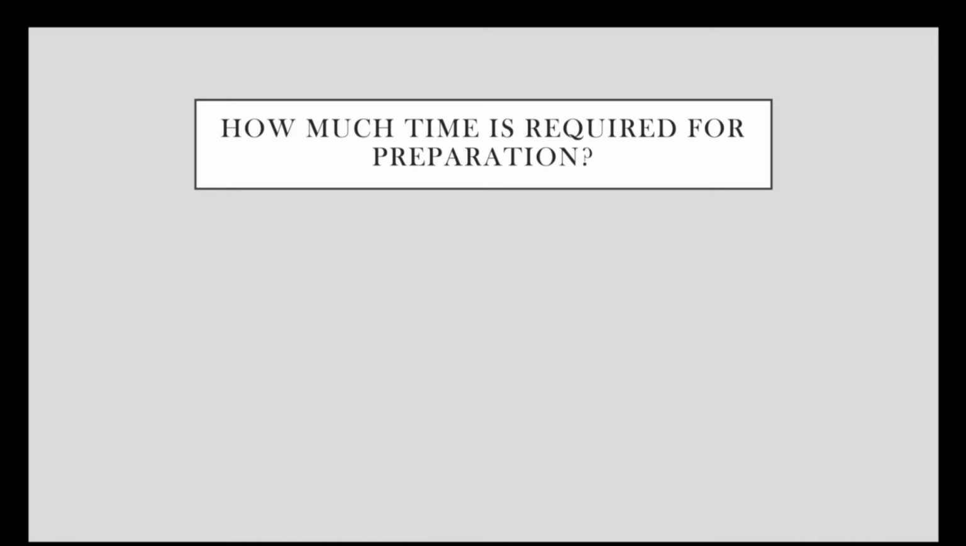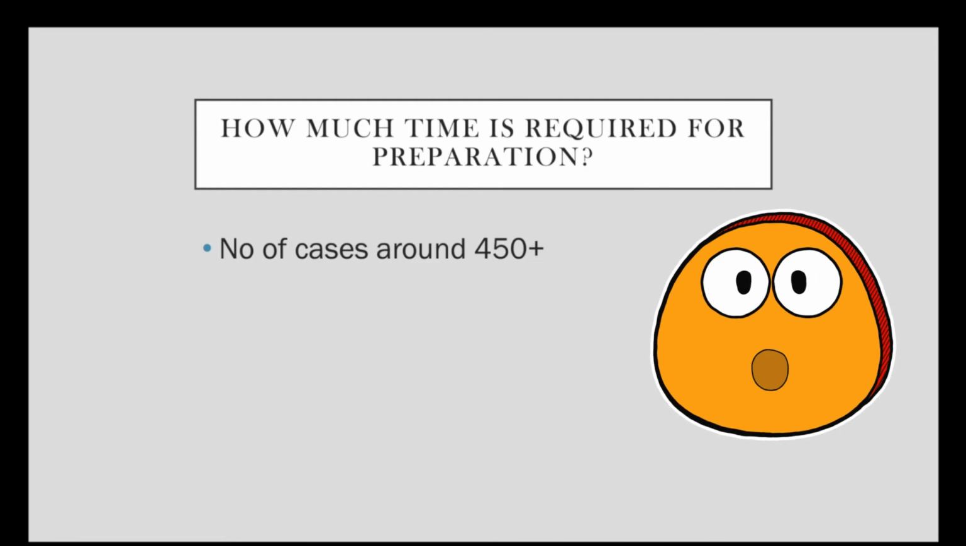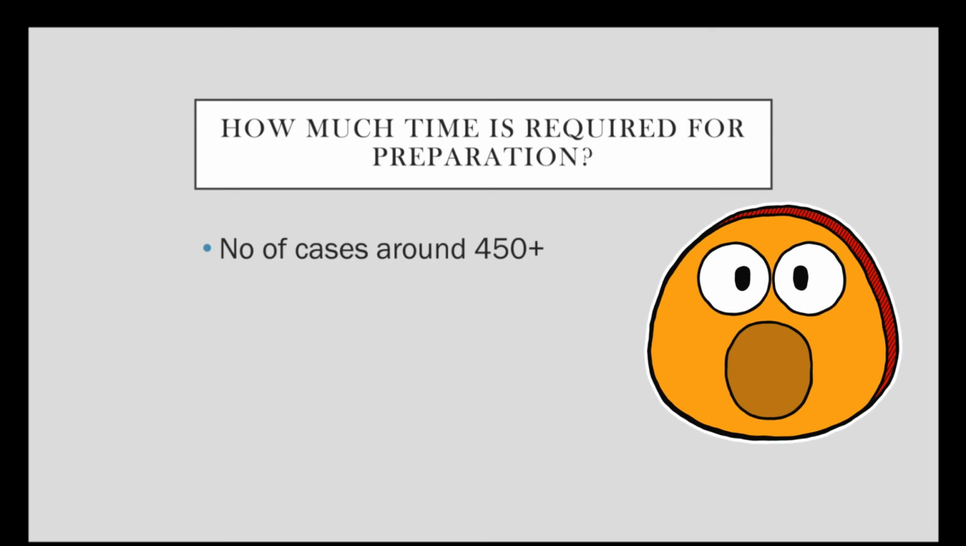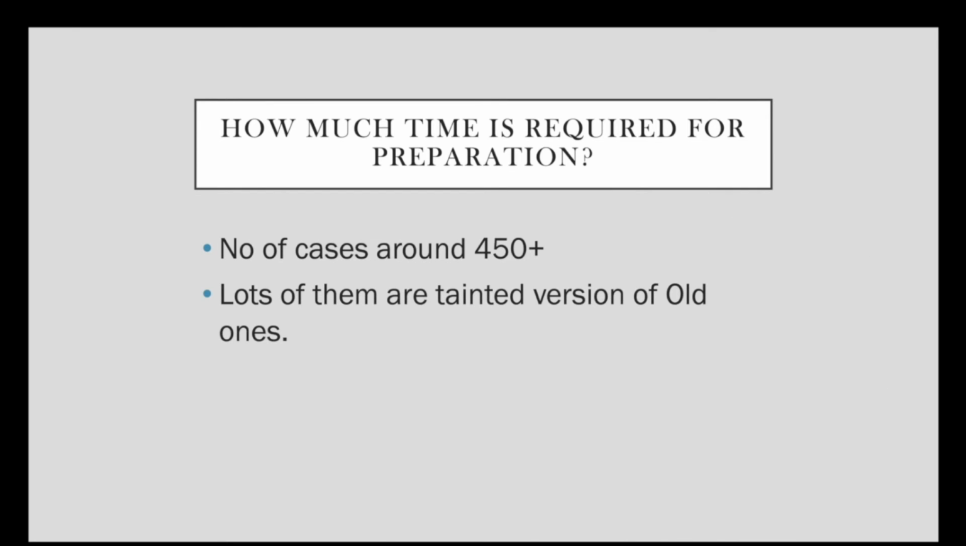Right now, what I can estimate is that the total number of stations is obviously more than 450. But on a positive note, lots of them are tainted versions of the old ones. So as I said, the total number of cases will be around 250 to 270 now. But when you taint a few things here and there, they become a new OSCE station.